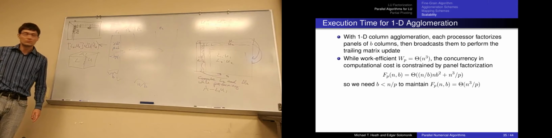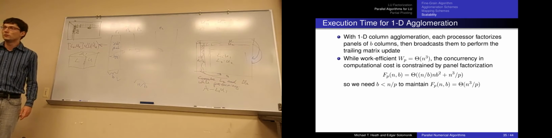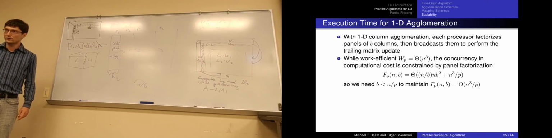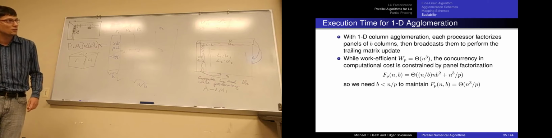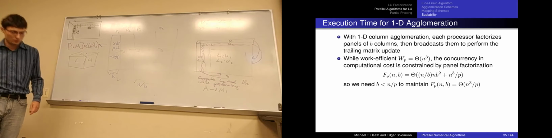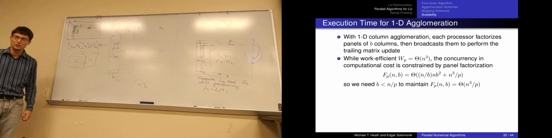How can B be greater than P? Well, we could set B to be n, and then we'd have a cyclic 1D aggregated layout, column aggregated layout. But actually, if B is, oh yeah, that makes sense. Yeah, so we don't want B to be large.